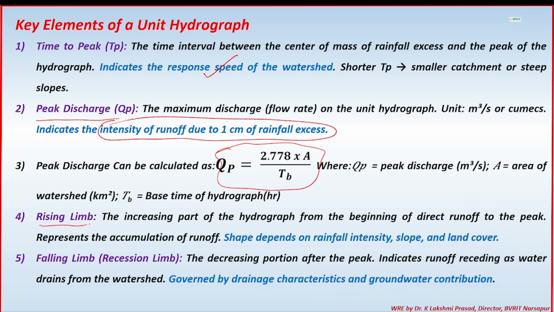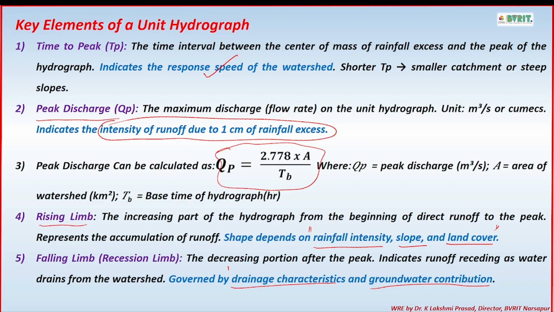What is the rising limb? The increasing part of the unit hydrograph from the beginning of direct runoff to the peak is what we call the rising limb, and its shape depends on 3 important factors: rainfall intensity, slope and land cover. What is the falling limb? The recession limb means the decreasing portion from the peak, indicating runoff receding as water drains from the watershed, which is governed by the drainage characteristics and groundwater contribution.